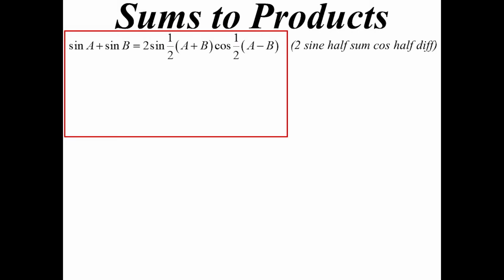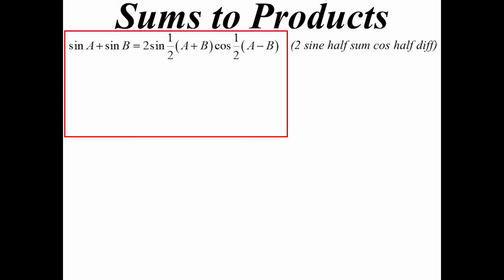That was products to sums, which is in the syllabus. But for some reason, sums to products is not in the syllabus. Well, we're going to look at it anyway, because it just makes sense. If we go back the other way, sine plus sine. Oh, well, there you go. 2 sine half a plus b cos half a minus b. It's a bit clumsy remembering that way. There you go. 2 sine half sum cos half diff.